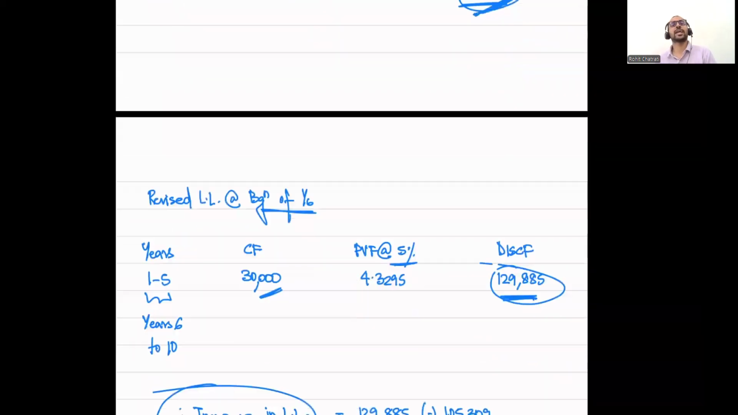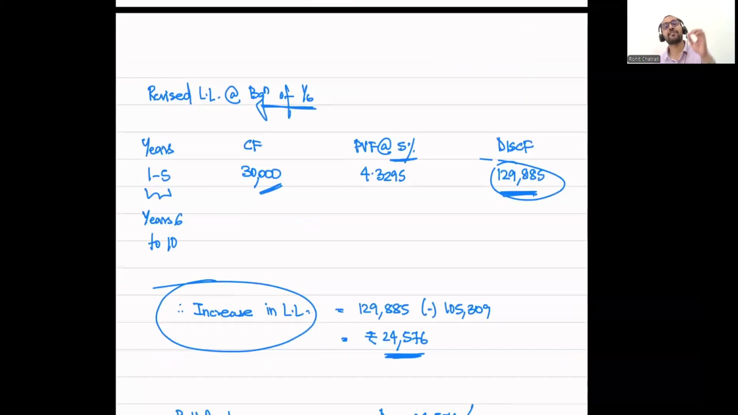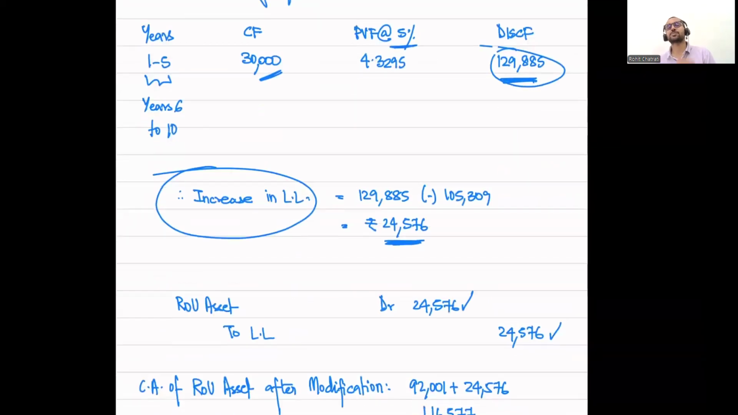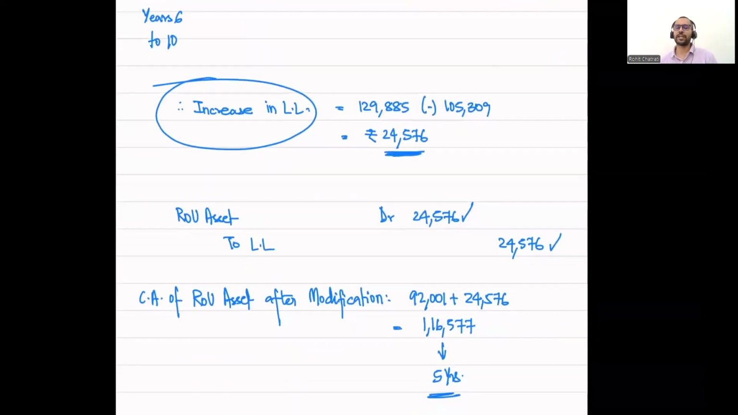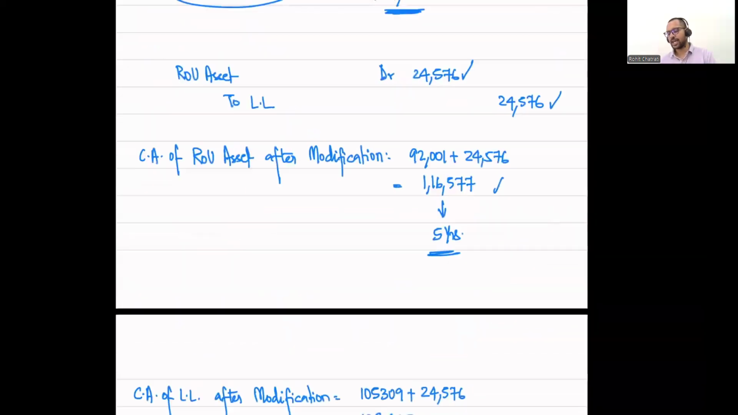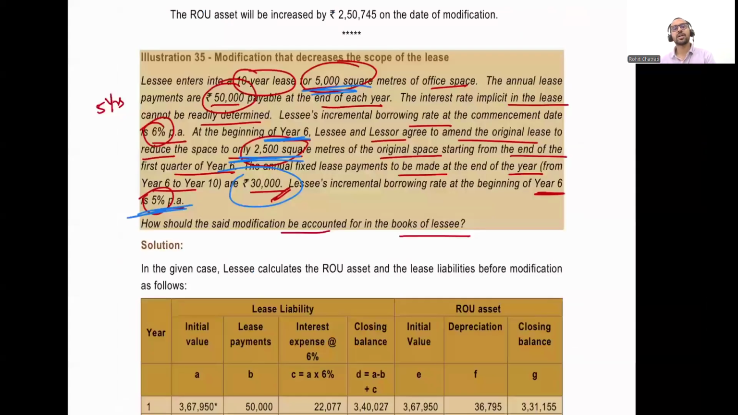But because over here cash flows and discount rate change, the revised lease liability is not equal to the current lease liability, and therefore we have an increase in this case, and corresponding to the increase in lease liability, we also increase the right of use asset. All right, so we then have a carrying amount of the right of use asset as 1,16,000 and the carrying amount of the lease liability after modification as 1,29,885.